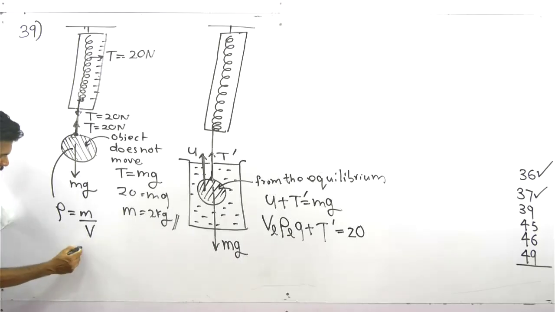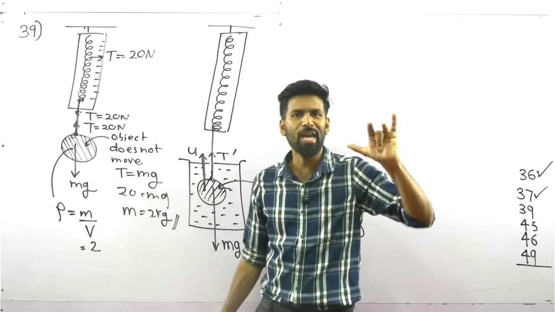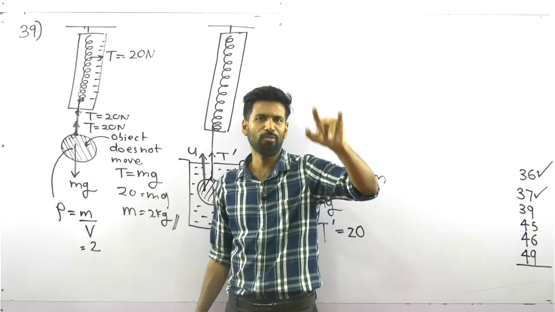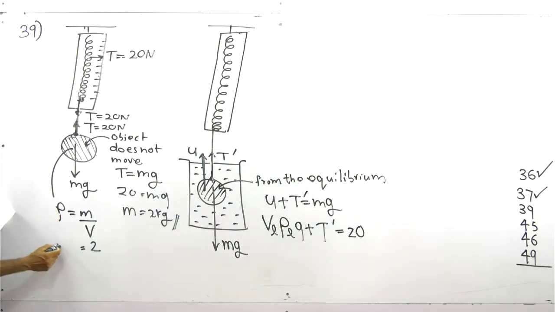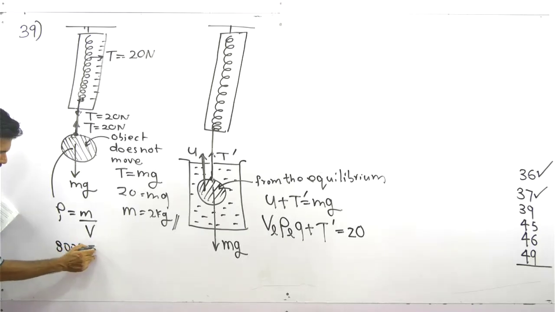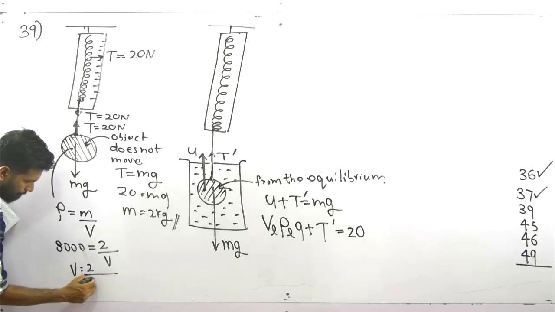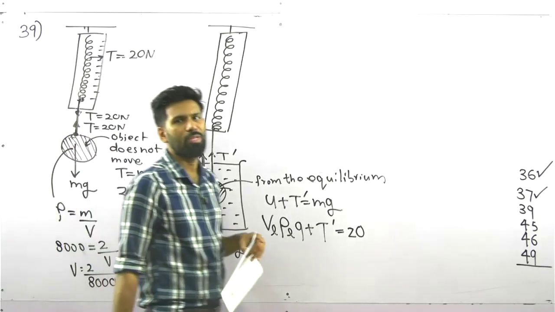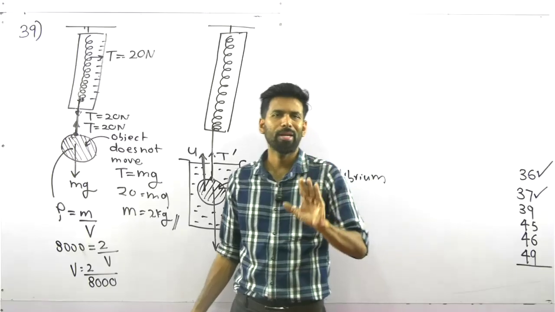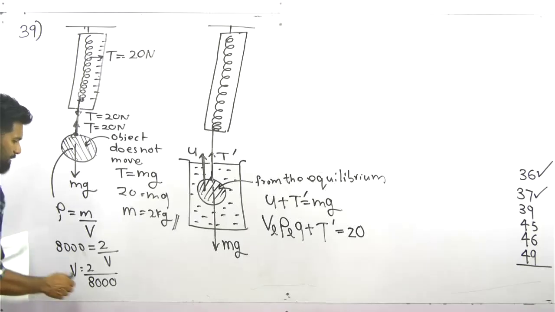Mass 2. And the density of the object is given. Relative density 8 multiplied by the density of water, the correct density is 8,000. Density of the object is 8,000, mass 2, volume V. So volume is equal to 2 over 8,000.